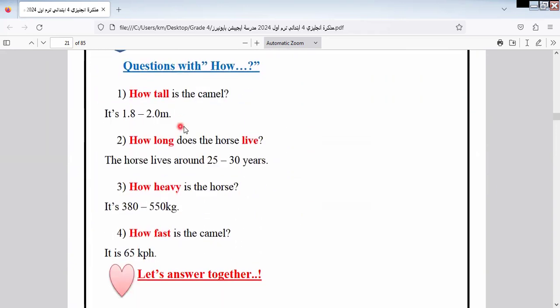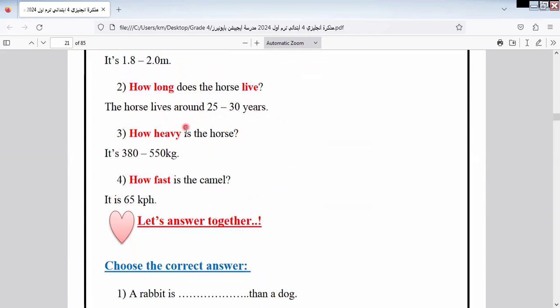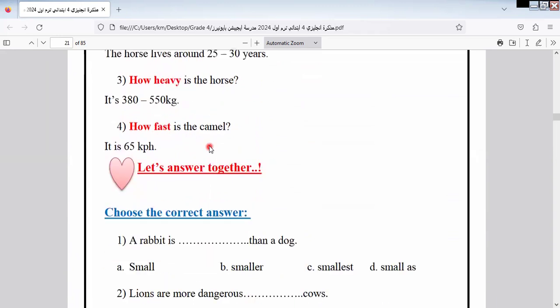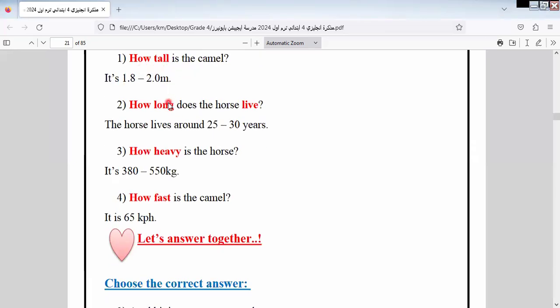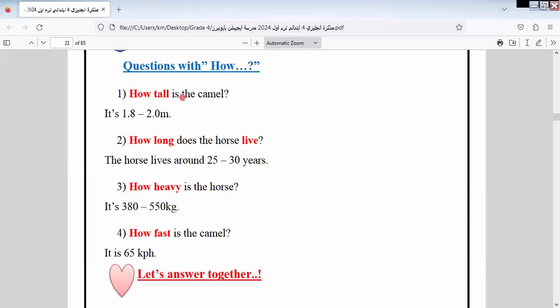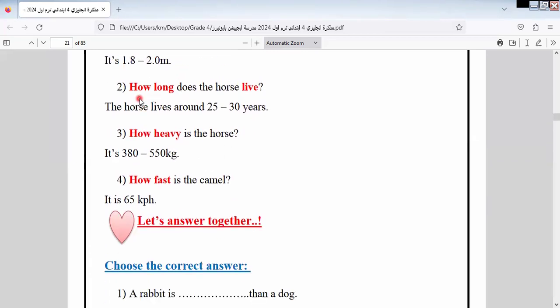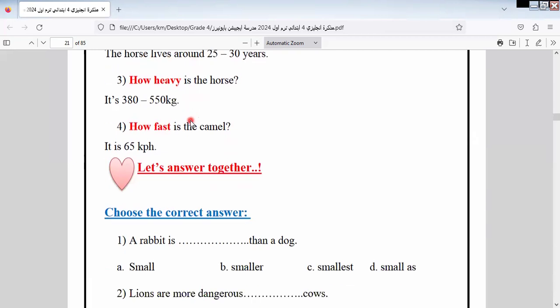Okay. Here in this part we talk about how. We talk about how to ask about length. How long is used to ask about the period of time. Use it for how heavy to ask about weight, how fast to ask about speed, and this is the use of how. How tall is to ask about length or height. Okay, length. How long is to ask about the period of time.